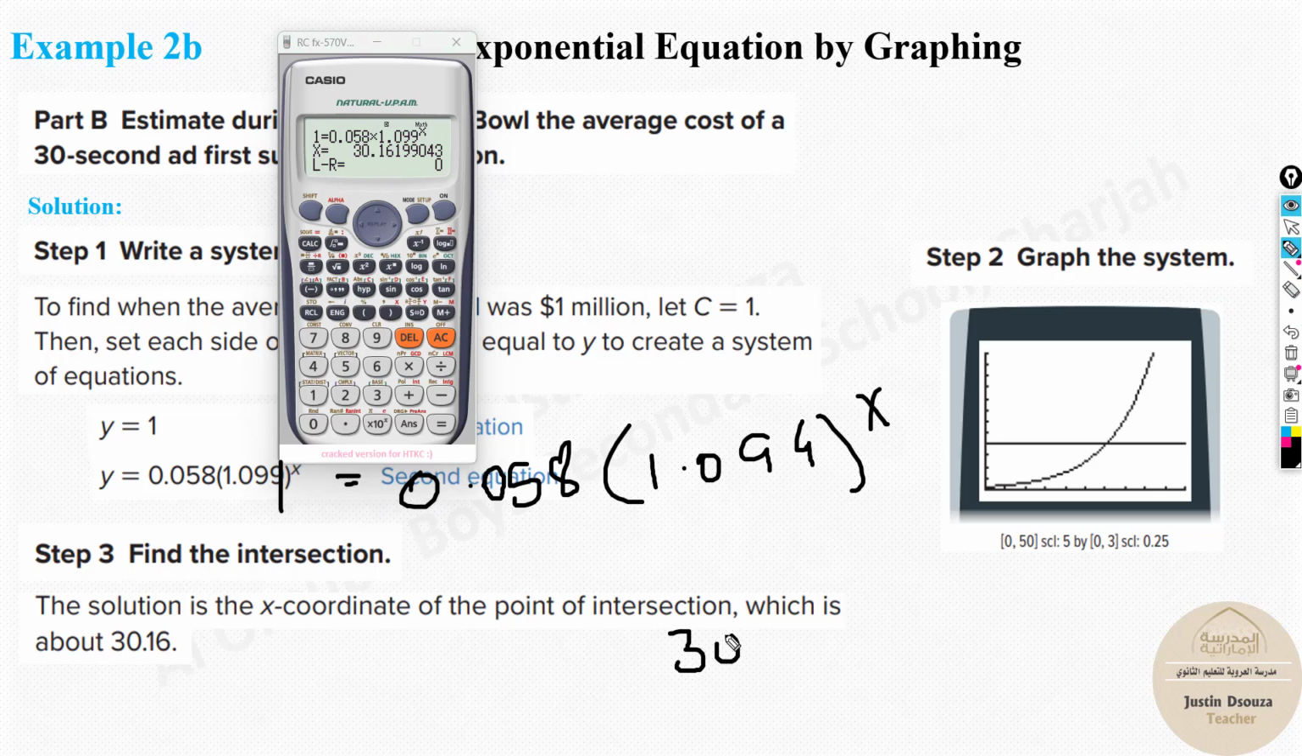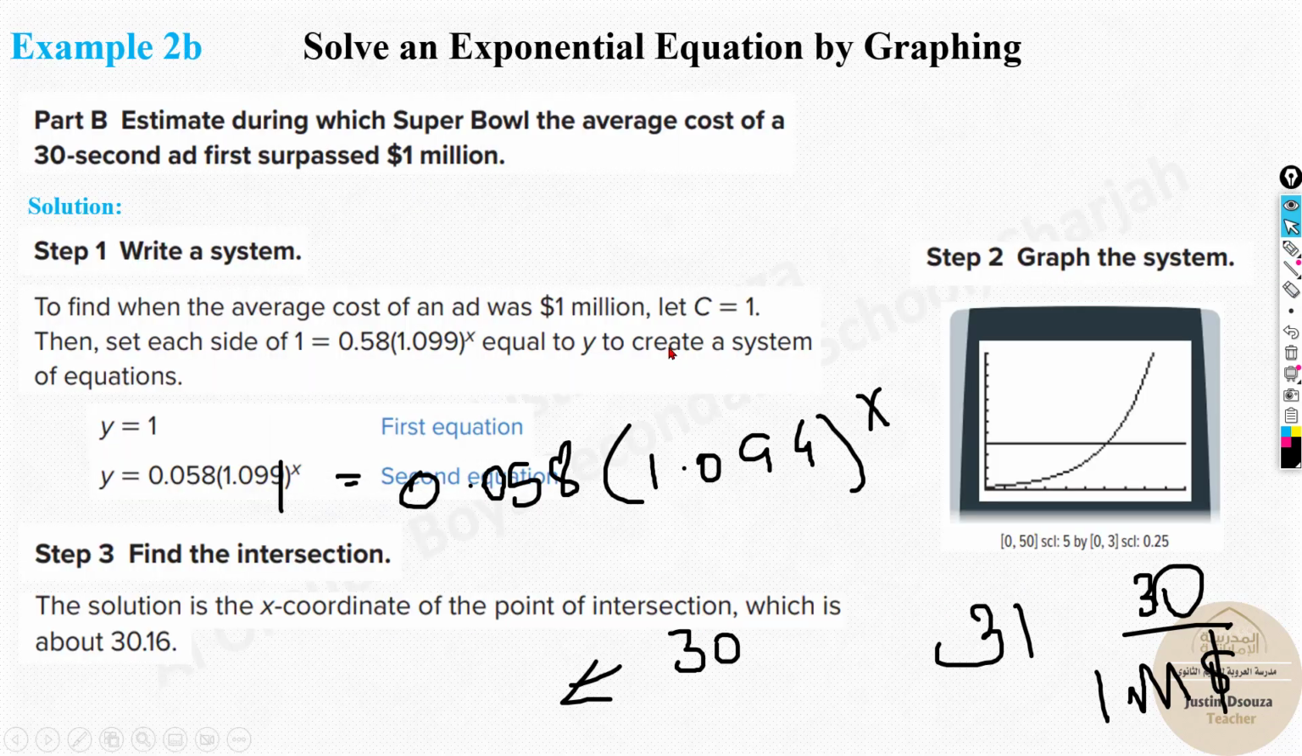Till the 30th Super Bowl, the average cost for a 30-second advertisement was less than 1 million. But after the 30th one, for the 31st Super Bowl, for a 30-second video advertisement, you have to pay $1 million. So that is what it says. So this is the thing.